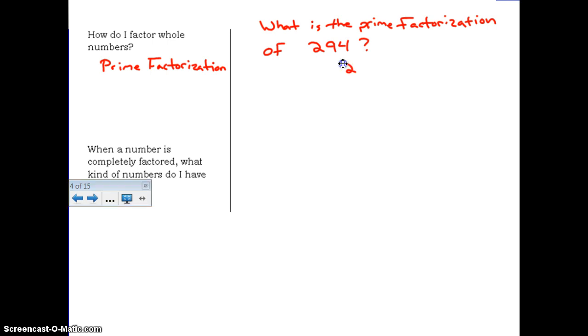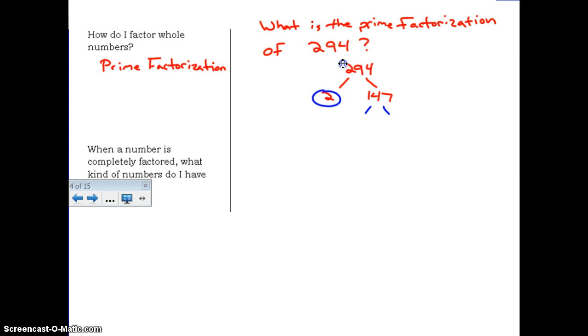So our 294 we can break down to 2 and 147. Okay. 2 is a prime number. You can't break that down any further because only 2 and 1 multiply to give us 2. That 147 we can break down further. So we're going to think of numbers that multiply to give us 147.